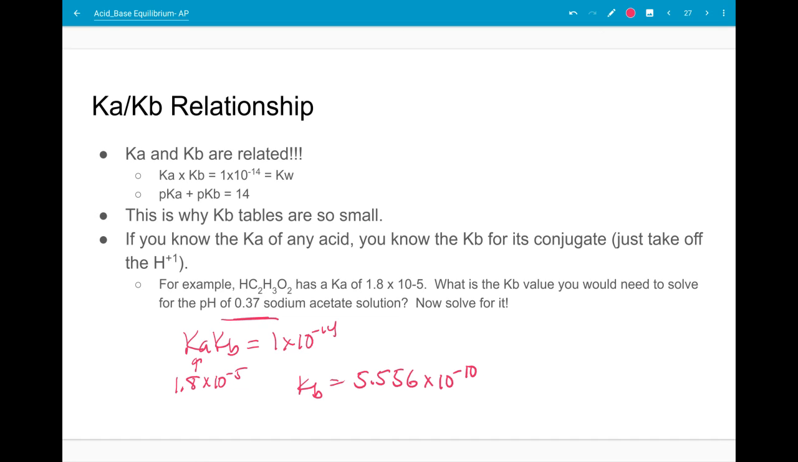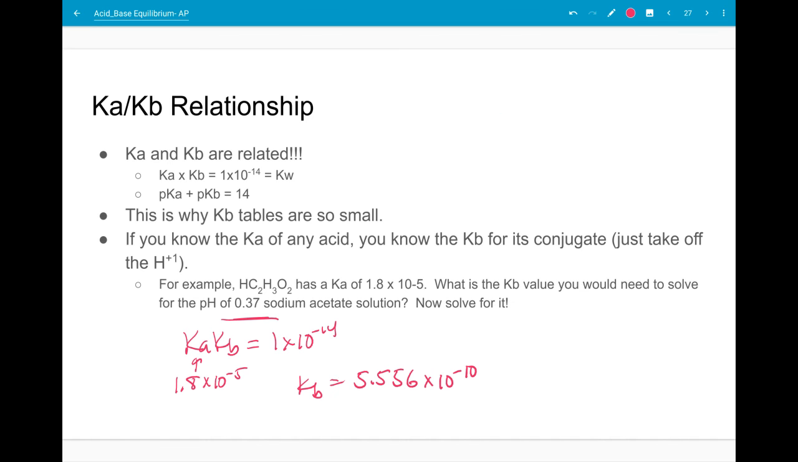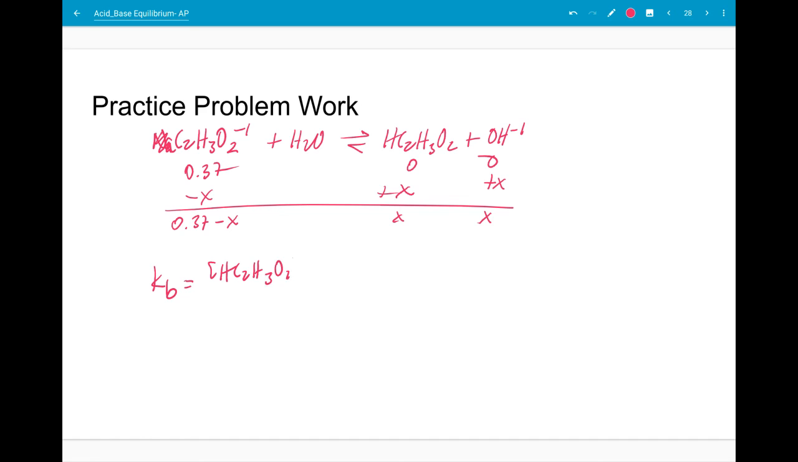Now let's solve this. We have a 0.37 M sodium acetate solution. Often we'll ignore that sodium and just write it this way. Notice now we get that acid back, and now we have that hydroxide hanging out. That concentration was 0.37. Initial: 0, 0. Lose x, gain x, gain x. So 0.37 minus x, x, x. Kb equals HC2H3O2 times OH minus all over the acetate ion.